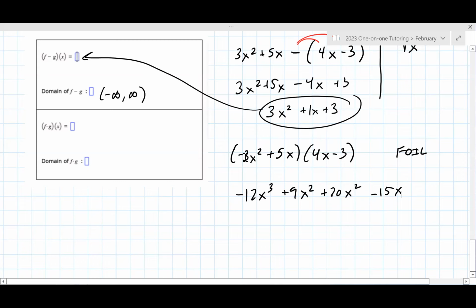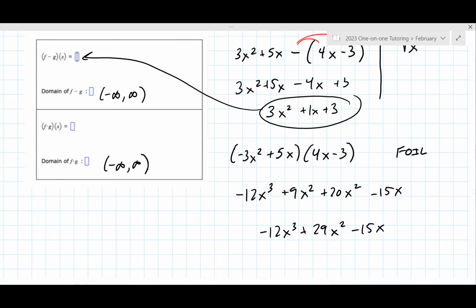And I think I did do it in the right order. So then you combine like terms if possible. Minus 12x cubed plus 29x squared minus 15x. And that's your answer. And again, the domain is minus infinity to infinity. There's no restrictions. Yeah, there's no issues with them, and then multiplying them. It's really only if you end up dividing, you might see a problem where it's f over g. That's when we're going to probably see an issue. But we shall see, as someone once told me.